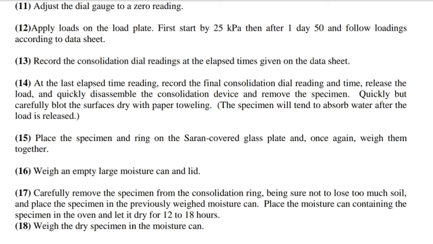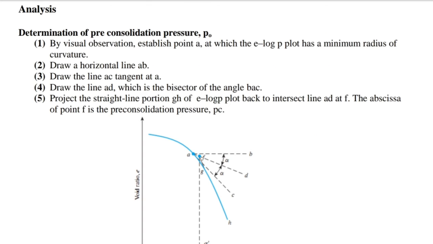Carefully remove the specimen from the consolidation ring, being sure not to lose too much soil, and place the specimen in the previously weighed moisture can. Place the moisture can containing the specimen in the oven and let it dry for 12 to 18 hours. 18. Weigh the dry specimen in the moisture can.